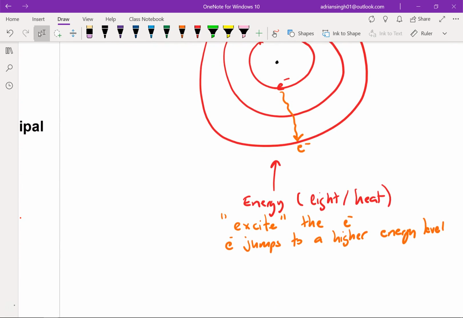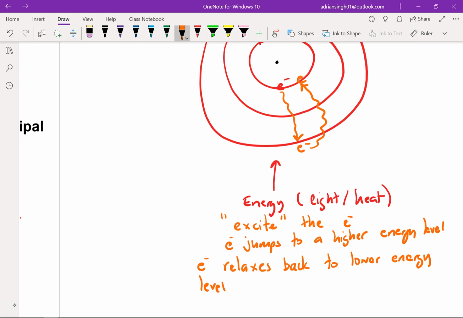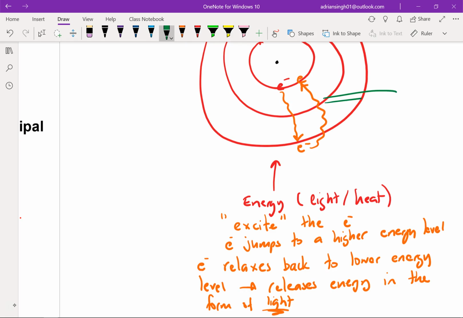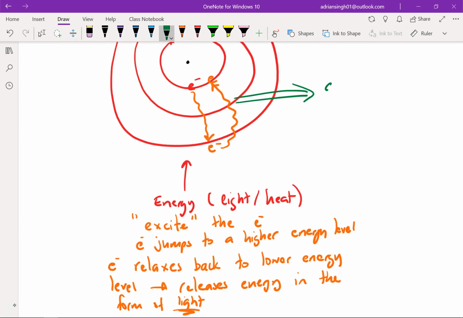What happens over the course of time is that electron can then relax back to a lower energy level, so it can fall back maybe all the way back down here. And when it does so, okay, it releases now energy in the form of light. For example, it can be other forms of energy, but of interest to us is the light energy that it gives off. Right? So, for example, it can give off maybe some green light.